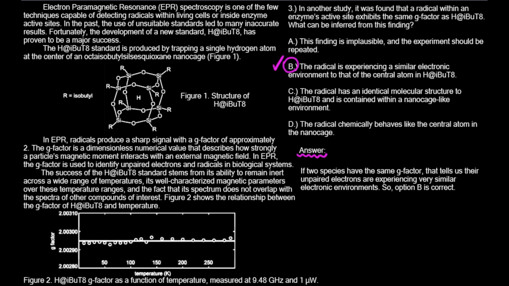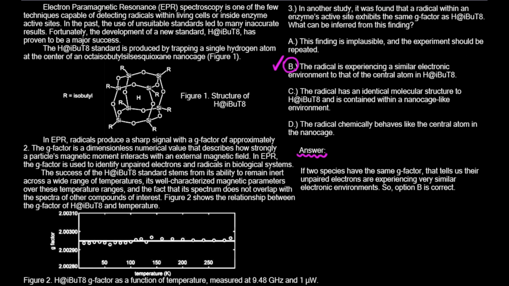Question number 3 reads: In another study, it was found that a radical within an enzyme's active site exhibits the same g-factor as H at IBU-T8. What can be inferred from this finding?